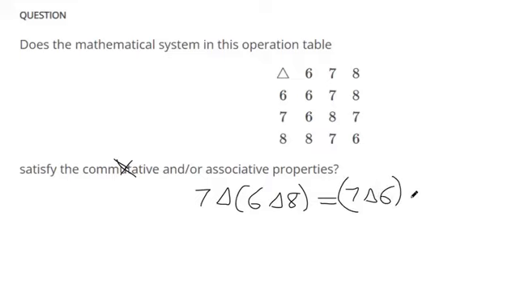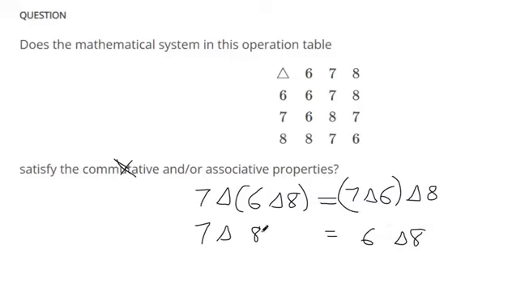Okay, so again, the associative property, look, everything's going in the same order from left to right. I've just switched the parentheses around. These should equal each other if it's going to be the associative property. Okay, so 6 in the row, 8 on the column, that gives me 8. 7 in the row, 6 in the column, that gives me 6.